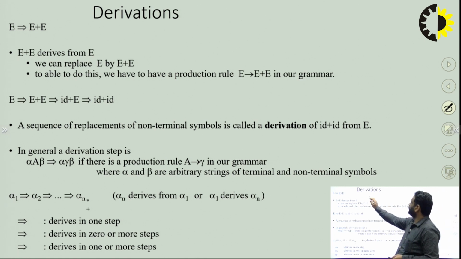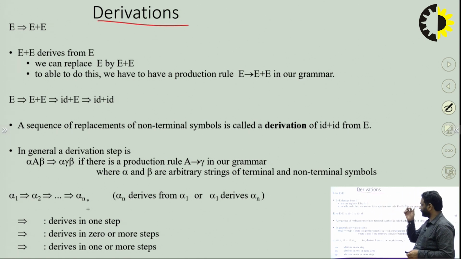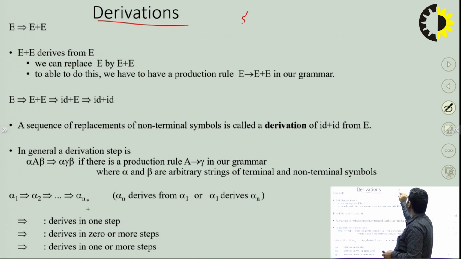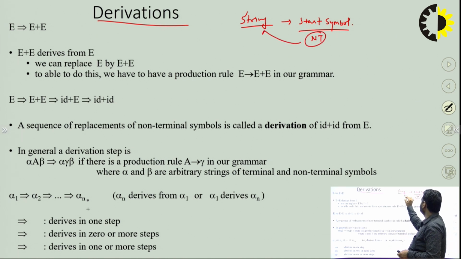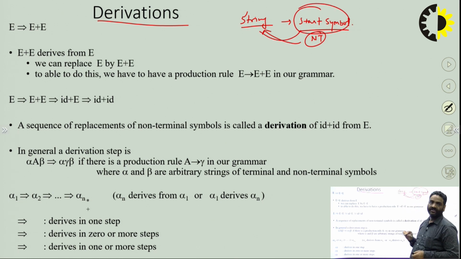Now derivation. What is derivation? I told you string, start symbol. Start symbol is a non-terminal. So, the procedure from start symbol to a given string. We can say the number of steps through which we go from the start symbol to the given string. This is known to be derivation.